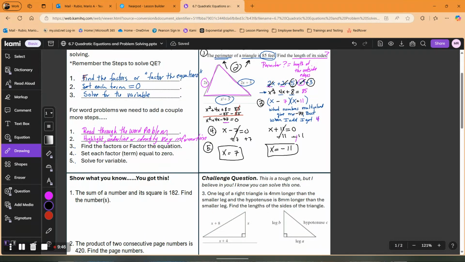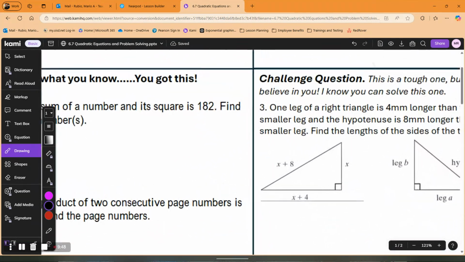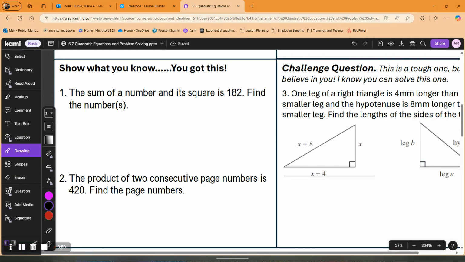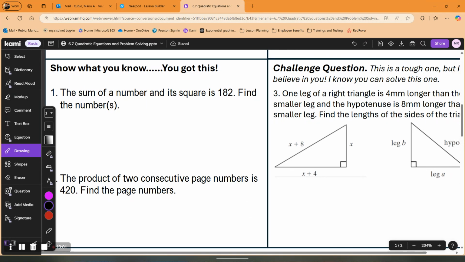Now, the next section, I want you all to show me what you know. You got this. Answer number 1 and 2 on your own. Well, you can work with your groups or your table partners, ask each other for help. Set up the problem at least before you ask me for help so I can check your work. And then I need you to work on number 3.